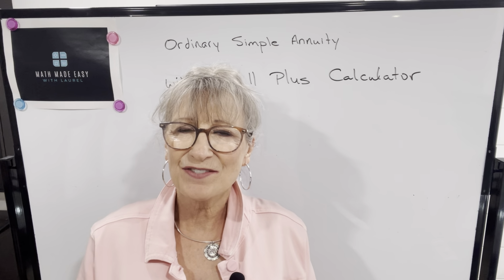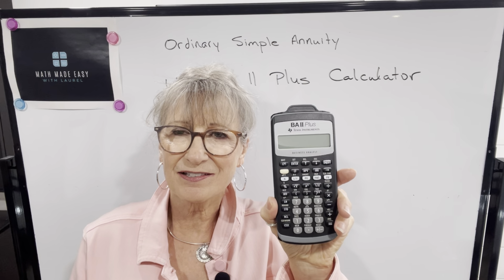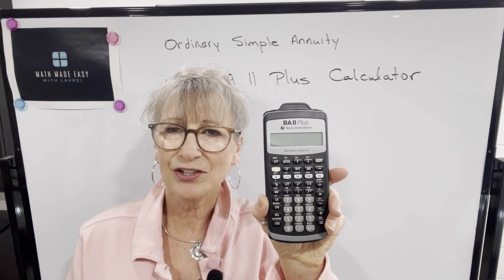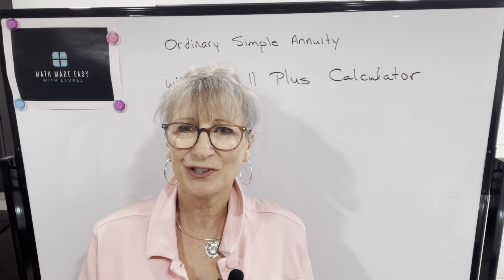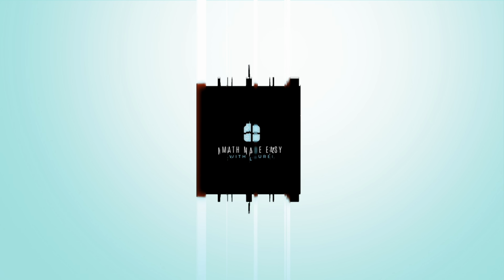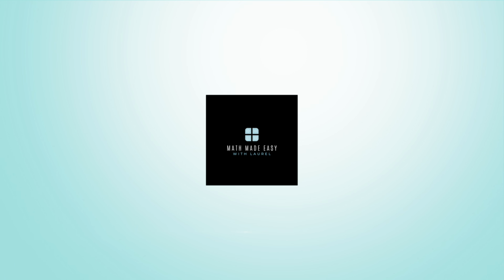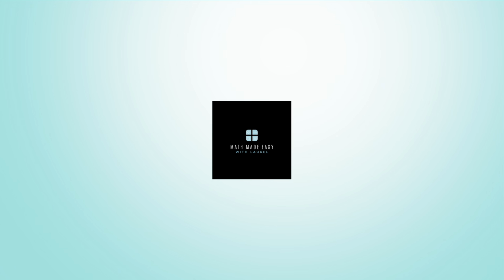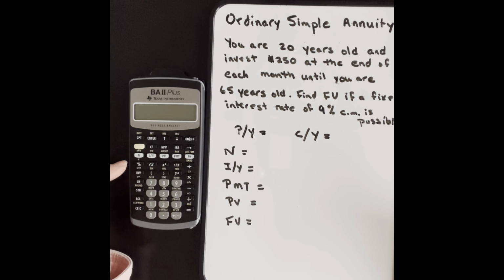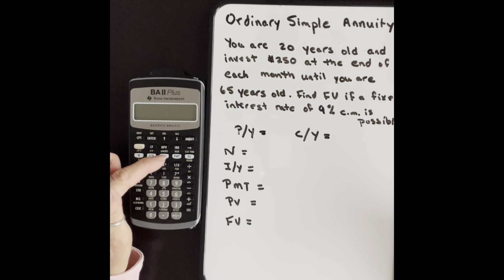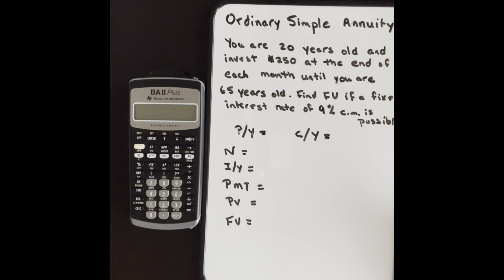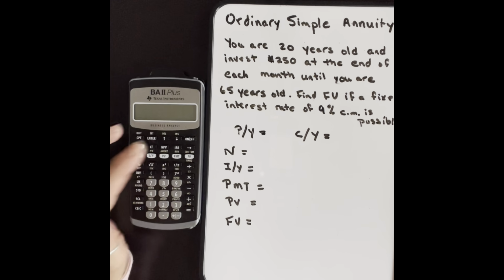I'm Laurel, and in this video we're going to talk about how we use the Business Analyst calculator to do our different calculations for ordinary simple annuities. We're going to be taking a look at using these white functions on your Business Analyst calculator, which are the time value of money functions. And we can use these to find any one of these values if we know the other values. So let's go through a series of examples to show how we do that.